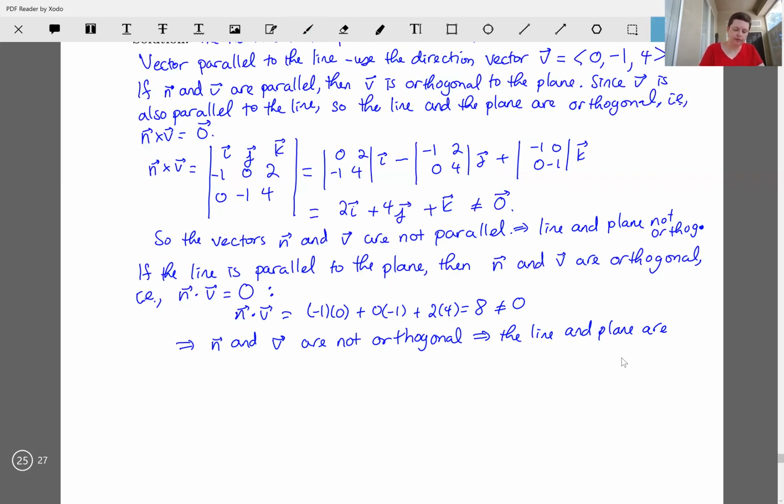Which leaves us, of course, the third case. So to conclude, the line and the plane are neither orthogonal nor parallel.